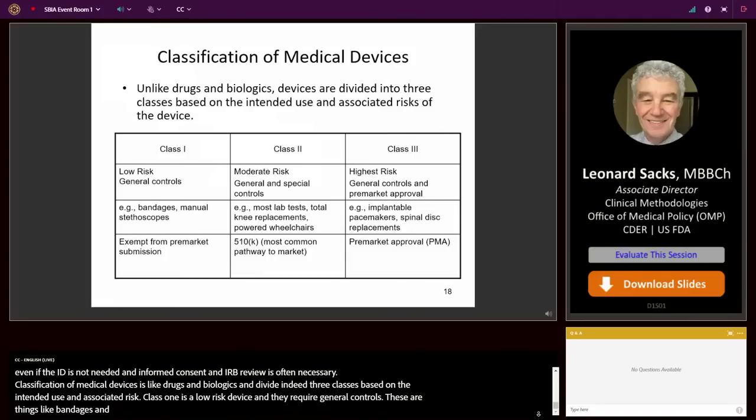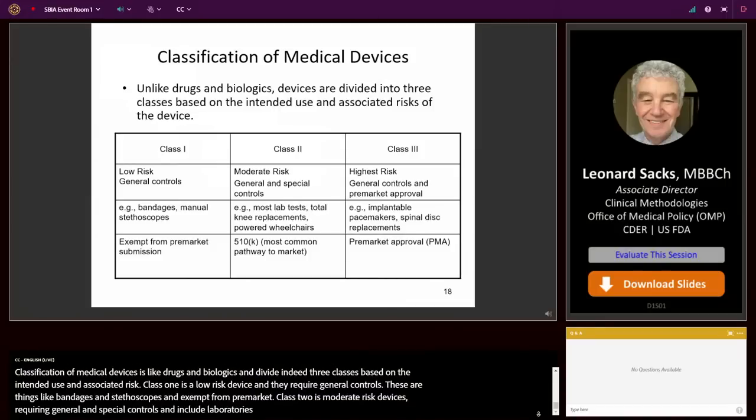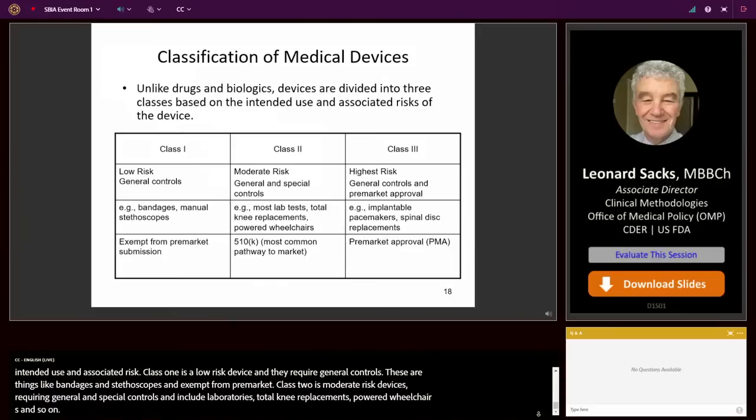Class 2 are moderate risk devices. These require general and special controls, and they include most laboratory tests, local knee replacements, total knee replacements, powered wheelchairs, and so on. And a 510K is the most common pathway to market.